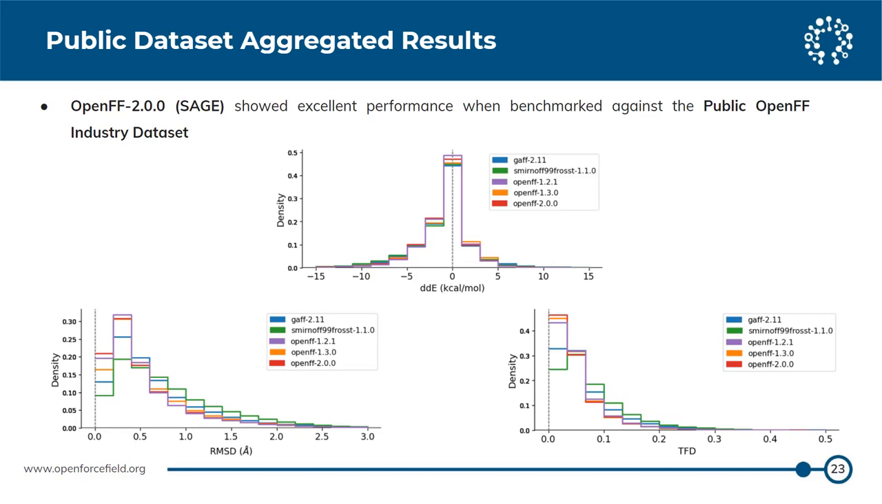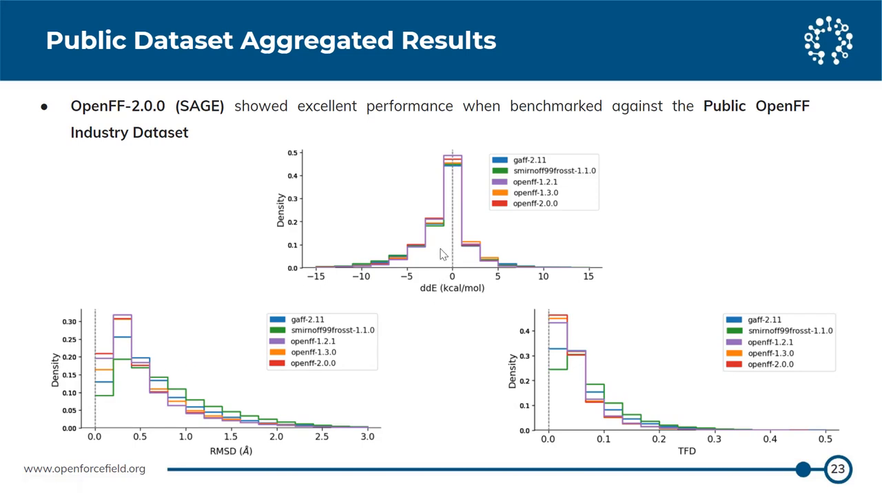We have been able to see that SAGE shows excellent performance if you look at the histogram of these three metrics. In particular, in RMSD and TFD, for the MM minimized structure, we have SAGE, which is in red, and then OpenFF 1.2 Parsley in violet. So there has been a significant improvement in SAGE, reproducing the reference QM structure.